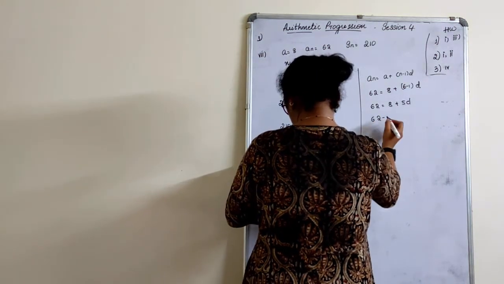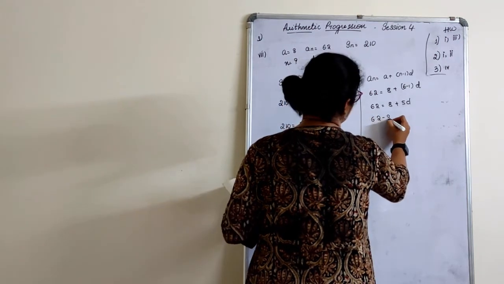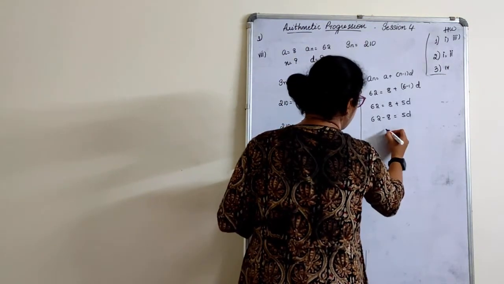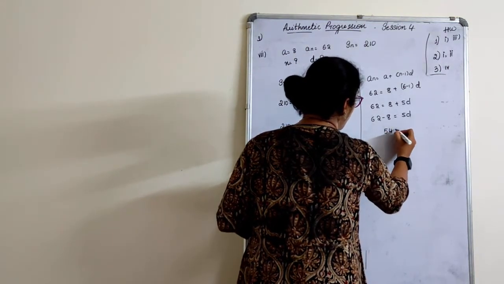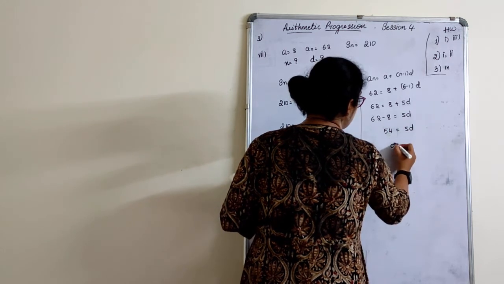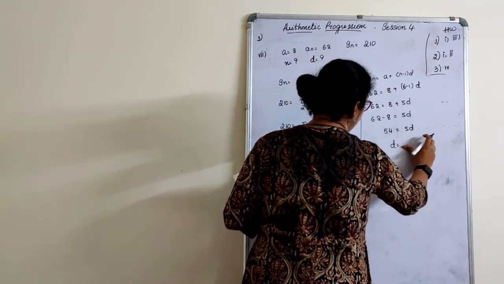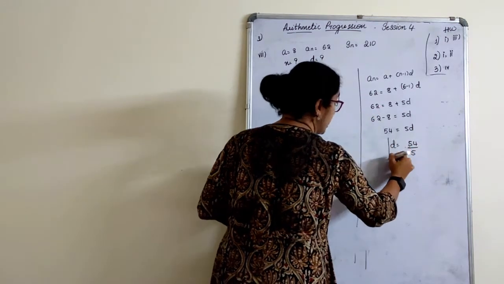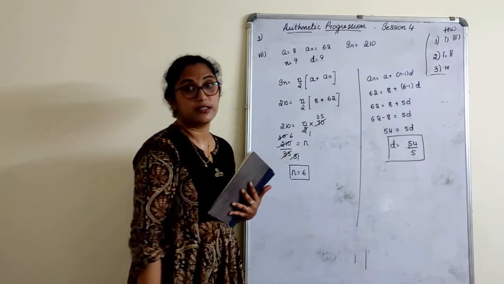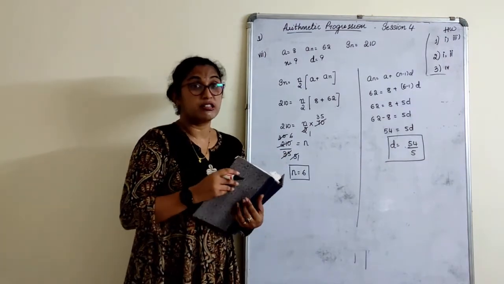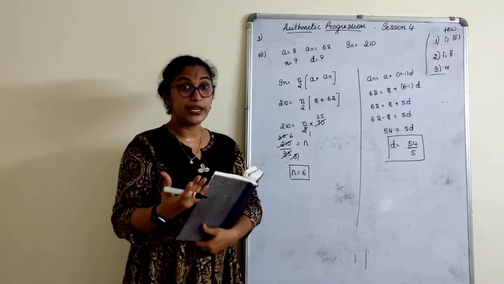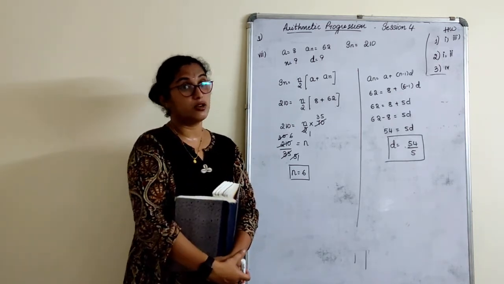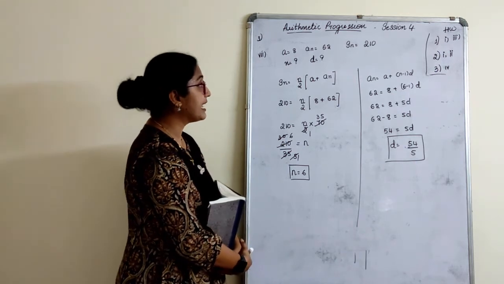62 minus 8 is equal to 5d. 62 minus 8, you get 54 is equal to 5d, where d is 54 upon 5. Can d be this? Yes, d can be this, 54 by 5. That's what I told you. Sometimes when we get such big numbers, we doubt whether our calculation is correct. But yes, we get such answers sometimes also. So d is 54 by 5 and n is 6.